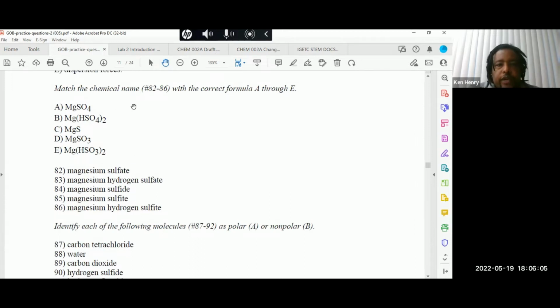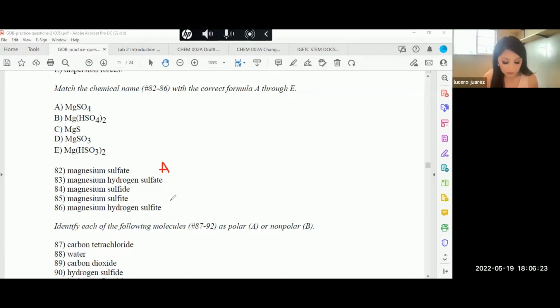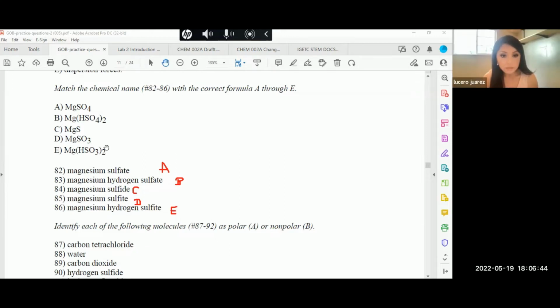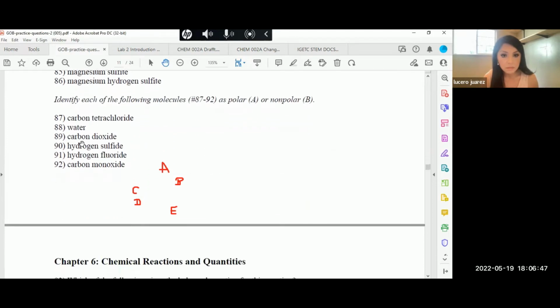Okay, so match the chemical name with the correct formula. So I did this one out already too. Okay. For 82, is it A? Okay. 83, B. Okay. Number 84, C. Okay. 85, D. Okay. And 86, E. Okay. Good job.